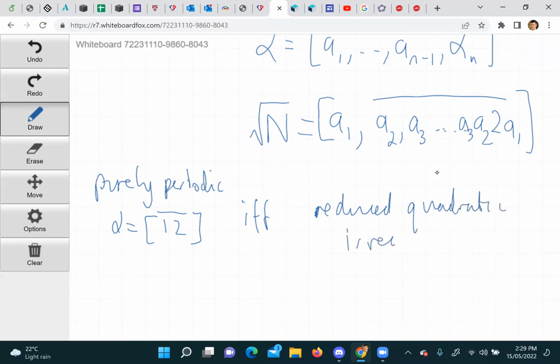Yes. I still don't know what a reduced quadratic is. That's all good. Still, didn't we have this discussion? Yeah. Okay. Well, let's just hope you don't need to know. Okay.